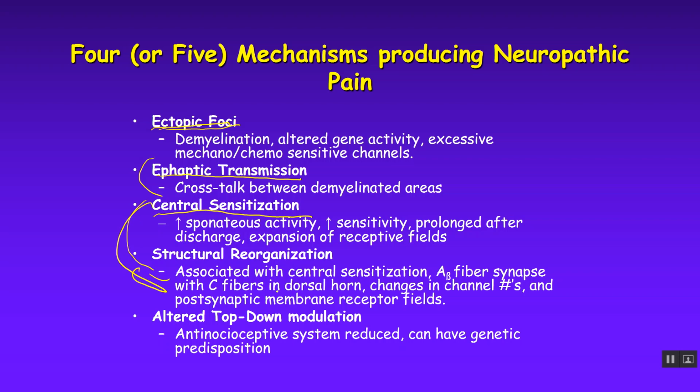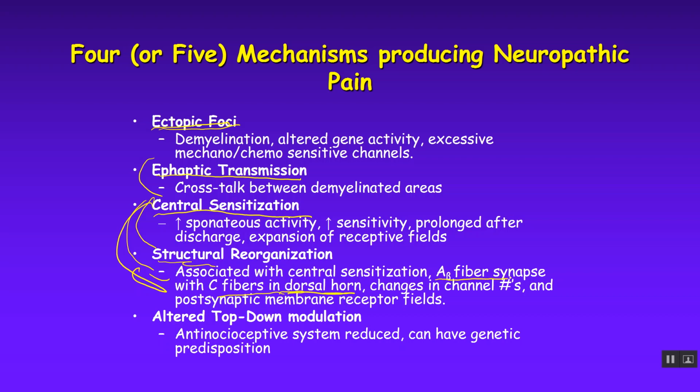However, structural organization can actually happen also in the periphery, okay? Central sensitization is just what's happening once it gets into the spinal cord, up into the brainstem and cerebrum. Structural organization involves both the central nervous system and can involve the peripheral nervous system, okay?